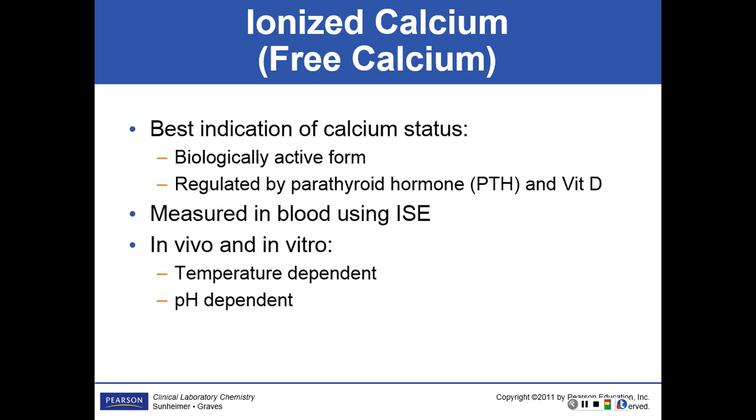Free or ionized calcium is the best indicator of the calcium status because it is the biologically active form. It is regulated by the parathyroid hormone and vitamin D. We measure it in blood using ISEs. It is temperature and pH dependent in and outside of the body, so we perform these on a stat basis.